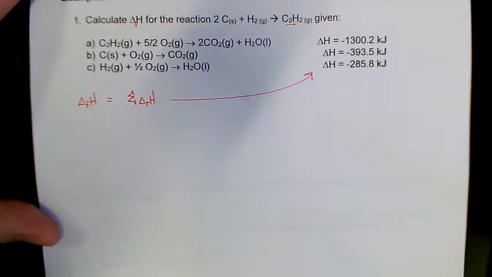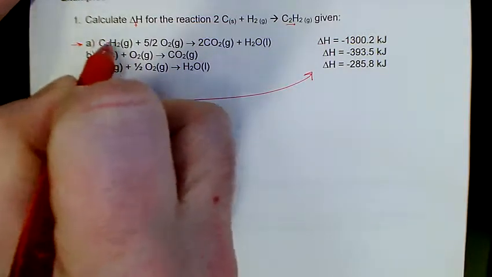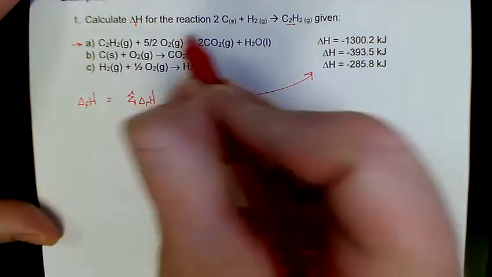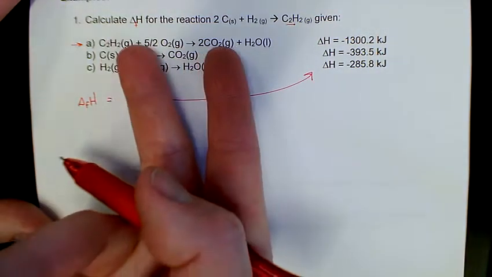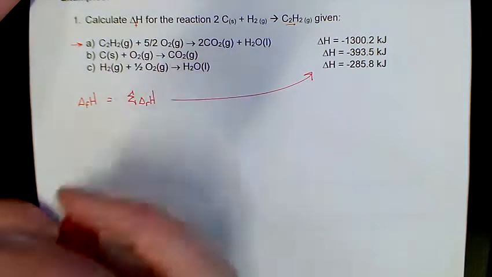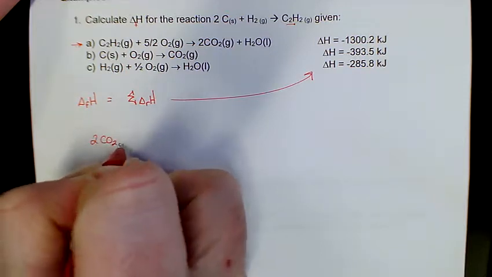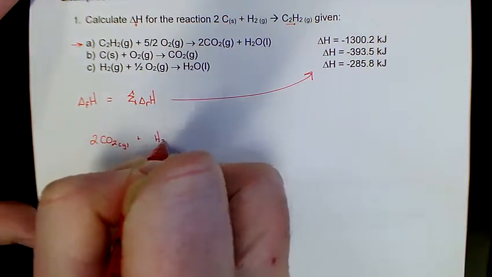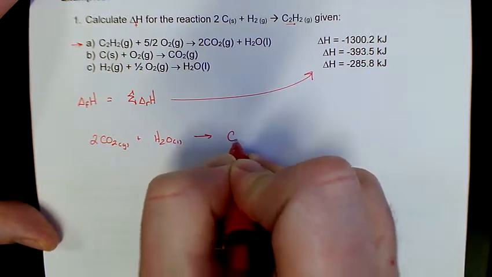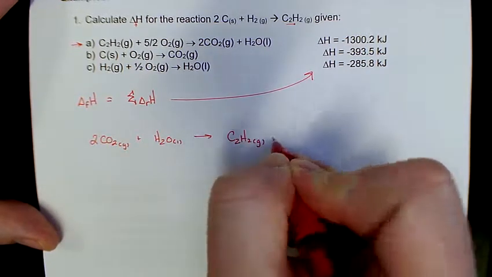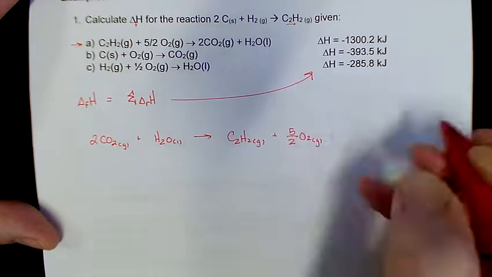As you take a look at it, you can see it's only reaction A that can take care of the acetylene for us. So acetylene is a reactant here, but I need it as a product. So I'm going to have to take this reaction and flip it. Okay, so let's do that. I now have 2 carbon dioxides. I have 1 liquid water, and of course that would produce acetylene, C2H2 gas, and we would have 5/2 oxygen molecules.